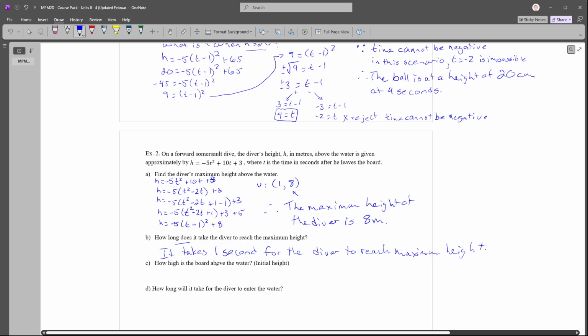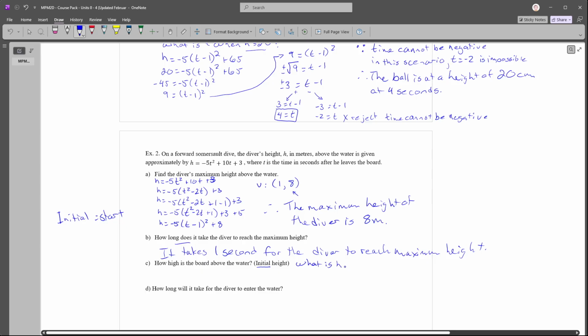Alrighty. How high is the board above the water? What is this actually asking us? It's asking us for the initial height. What does initial mean? Initial means start. So it's asking us for the starting height. So if h is the value we're looking for, what is h?